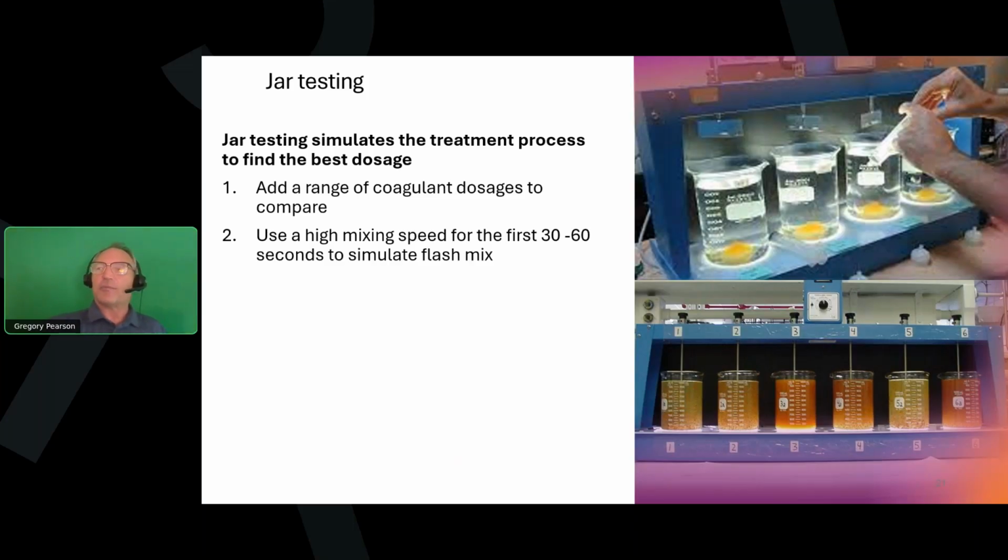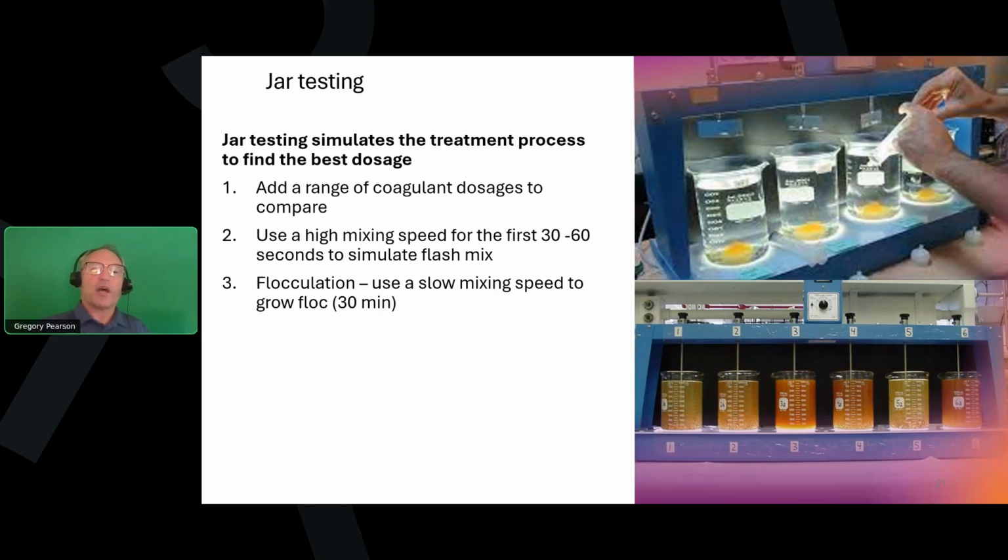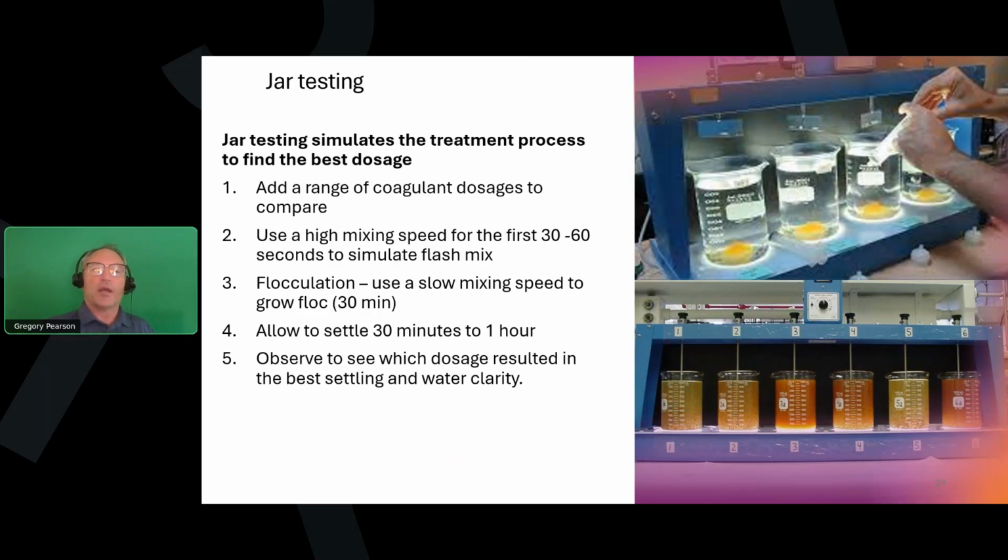You're simulating the flash mix by mixing fast with your mixers. You see the little mixing paddles at the top of that jar tester. And then you have slow mixing to simulate flocculation. And then you let it sit and settle for 30 minutes to an hour. And that simulates the sedimentation basin. And you want to see which jar has the best settling and the overall best clarity of settled water. And that's how you can adjust your dose.